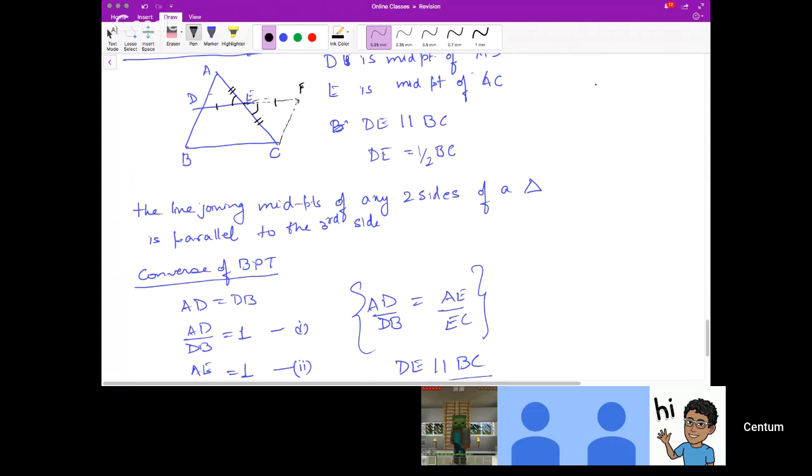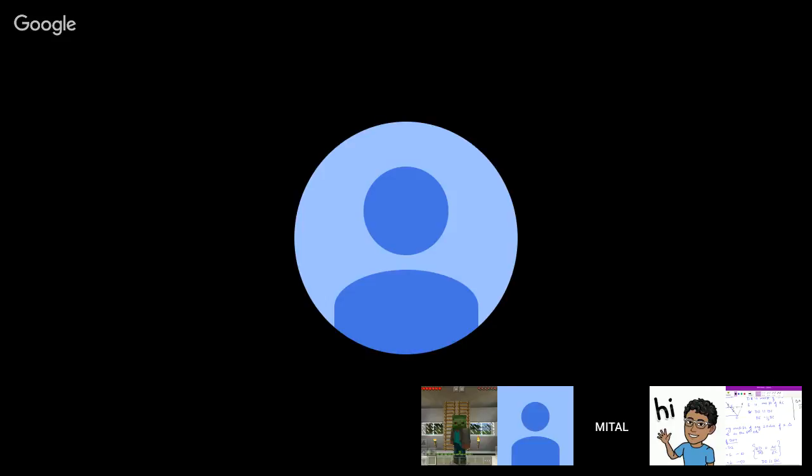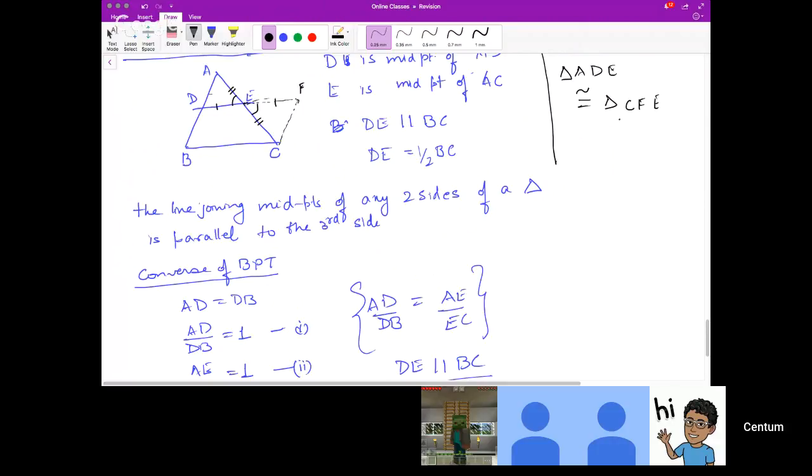Yeah, so it is. And hence we figure out that triangle ADE is congruent to triangle CFE, isn't it? So what will happen? It means that CF is equal to AD by CPCT, congruent parts of congruent triangles. So CF is equal to AD, and AD is equal to DB. That means CF is equal to BD.